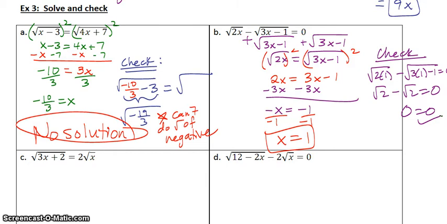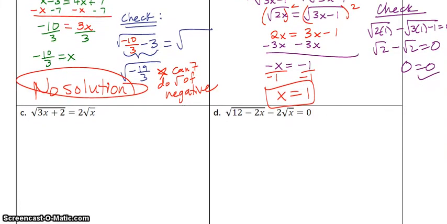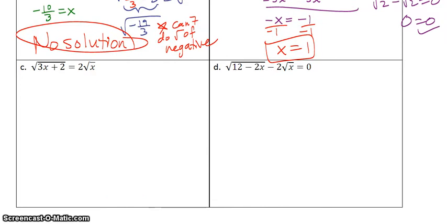All right, part C. Part C, I already have it set up, so I've got one thing on both sides, so I get to just square right away. On the left, that's easy. It just turns into 3x plus 2.